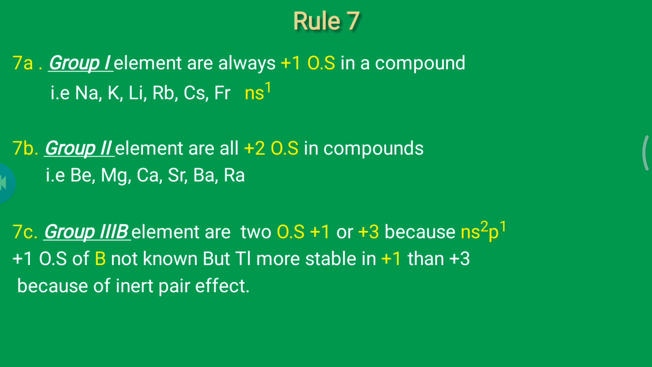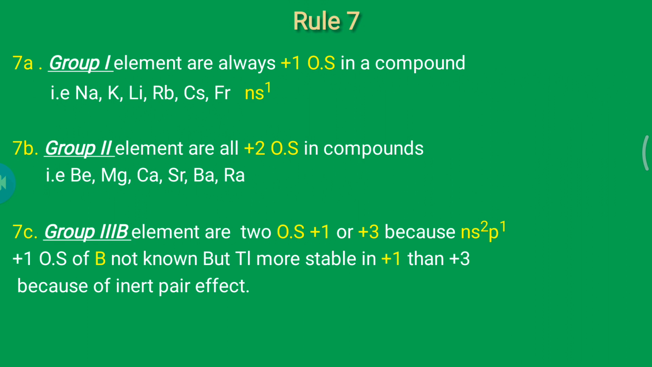Group 3B. Rule number 7c: group 3B elements show two oxidation states, first +1 or +3, because these elements have ns2 and p1 electrons in the outermost shell. If one electron is lost from the p subshell, it forms a +1 oxidation state. If both ns2 and p1 electrons are lost, it forms a +3 oxidation state.